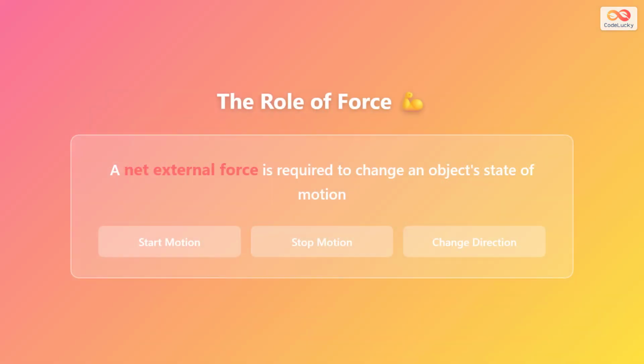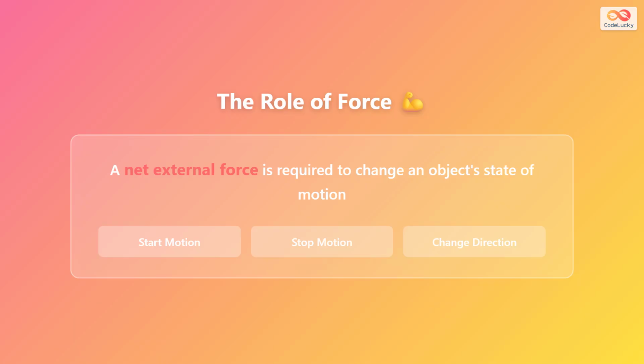A net external force is required to change an object's state of motion. Without a force, an object will continue doing what it's already doing. Forces can affect motion in three main ways. First, a force can start motion by making a stationary object begin to move. Second, a force can stop motion by bringing a moving object to rest. Third, a force can change direction by altering the path of a moving object.